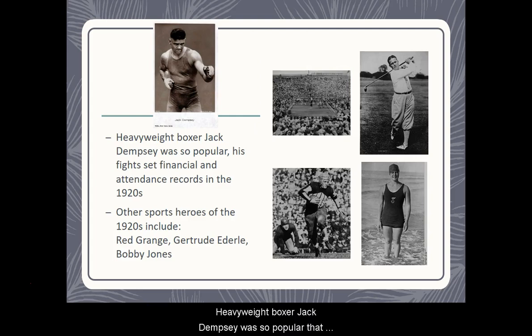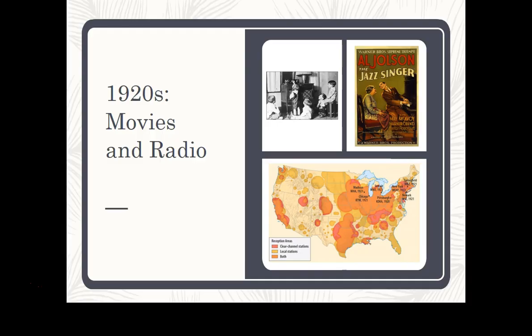Heavyweight boxer Jack Dempsey was so popular that his fights set financial and attendance records in the 1920s because so many people would go out just to watch the fights. Think of that as the precursor to UFC fighting today. And then other sport heroes of the era, Red Grange, Gertrude Ederle, and Bobby Jones.